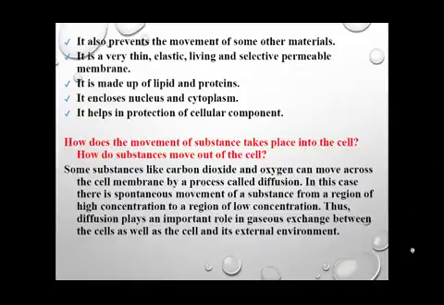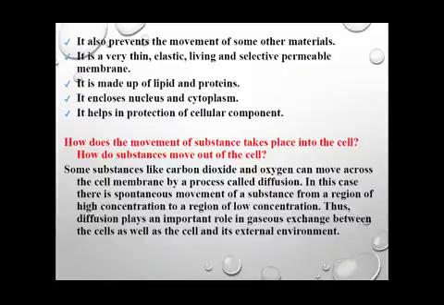As I told you just now, the plasma membrane encloses the nucleus and cytoplasm of the cell. The cells are surrounded by the plasma membrane, and inside the cell the ground substance cytoplasm is present, and at the center the nucleus is present. It helps in protection of the cellular components. So whatever cellular components or organelles are present inside the cell are protected with the help of this plasma membrane.